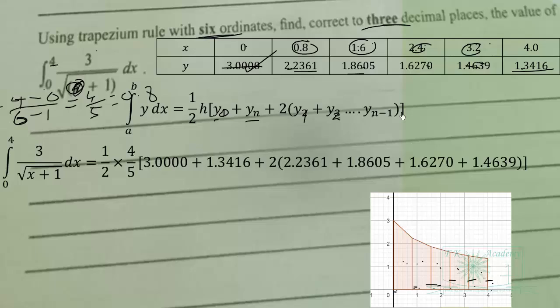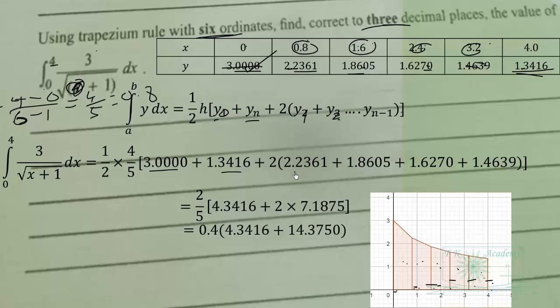So when you do that, this is what you get. You add the first and the last. That's what we get here. The remaining ones, you multiply them by 2 and add them. So when we simplify, we get 0.4 times 18.7166, and that will simplify to 7.48664. And when you round to three decimal places, we have 7.487 square units.